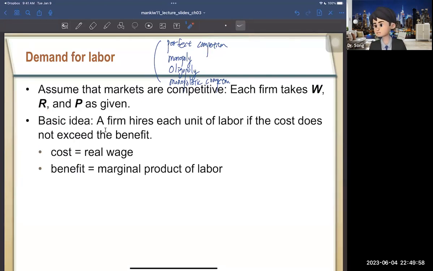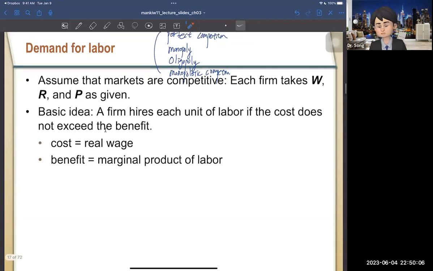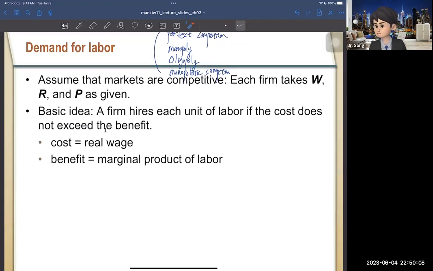And here, since the markets are competitive, that means that each agent needs to take the price as given, okay? So here for the demand for labor, the basic idea is a company hires each unit of labor if the cost does not exceed the benefit. What does it mean? Well, you are a CEO of a company, right? And you want to hire people, then you're gonna compare the cost and benefit. If benefit is greater than cost when you hire a worker, then you're gonna hire that person.